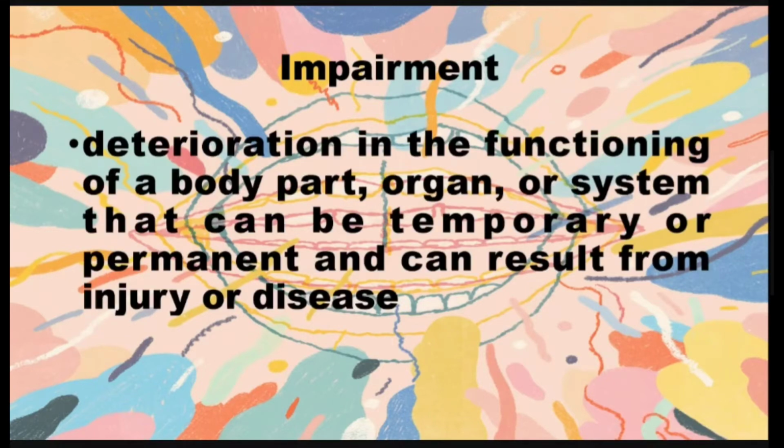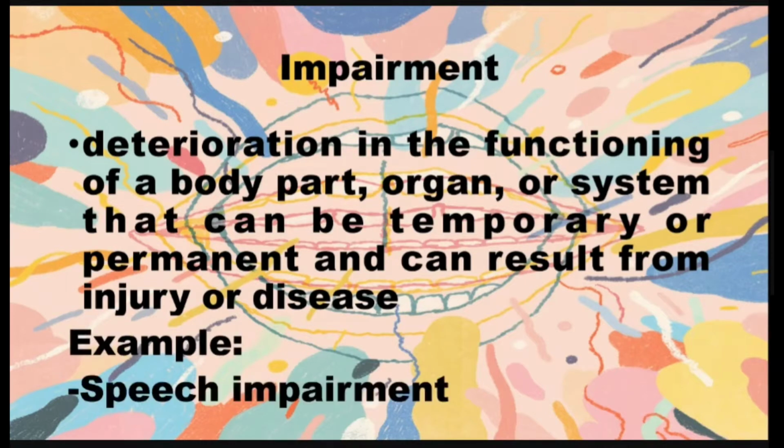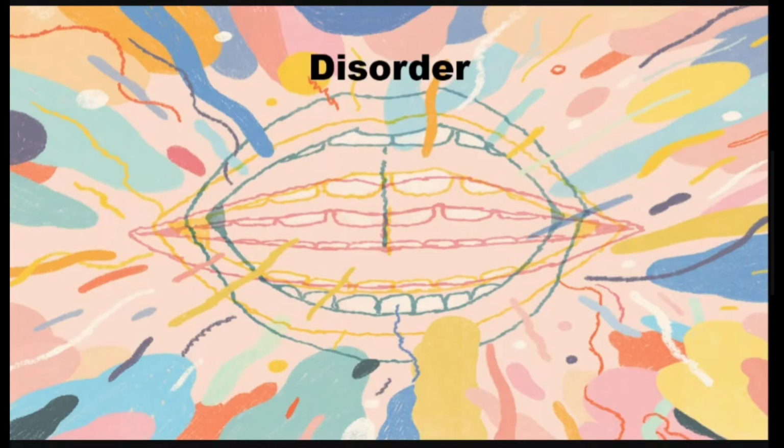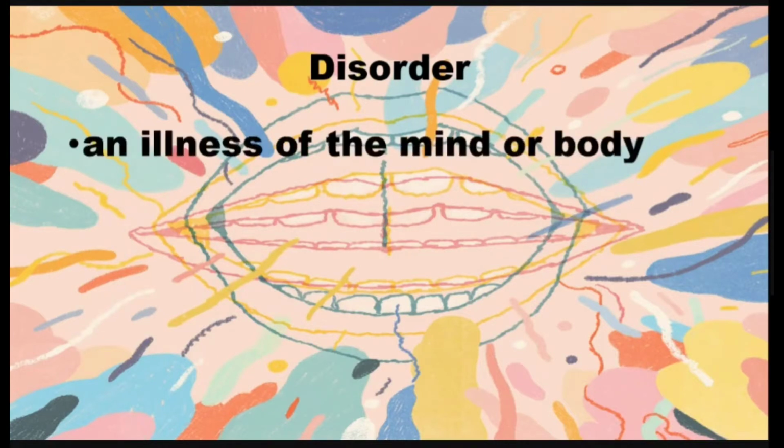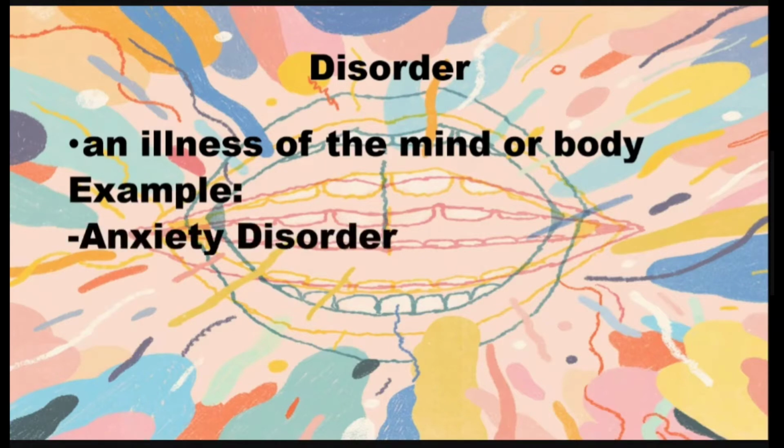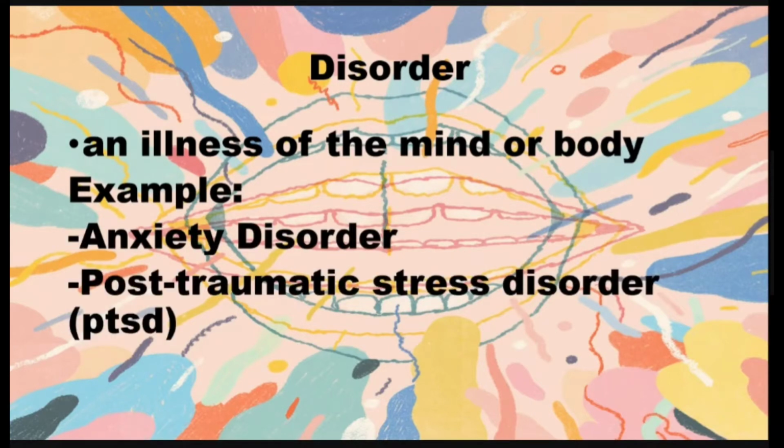Impairment. Impairment is a deterioration in the functioning of a body part, organ, or system that can be temporary or permanent and can result from injury or disease. An example of which is speech impairment, which we will tackle throughout this lesson. Disorder. Disorder is an illness of the mind or body. An example of this is anxiety disorder and post traumatic stress disorder or PTSD.